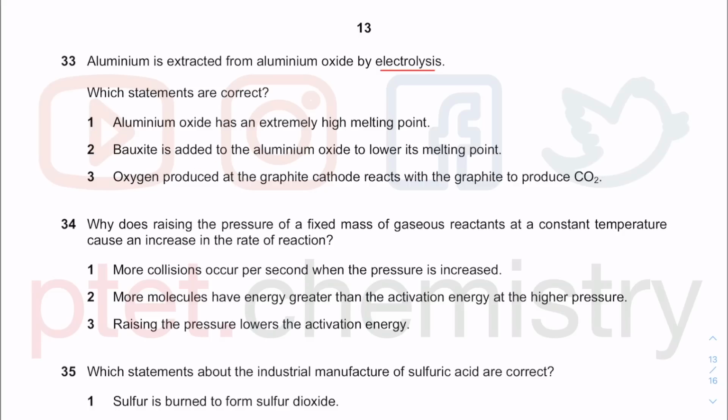Bauxite is added to help to lower its melting point. It's definitely not bauxite, it's actually cryolite, which is added to lower the melting point of the electrolyte. If 2 is wrong, only 1 must be correct.